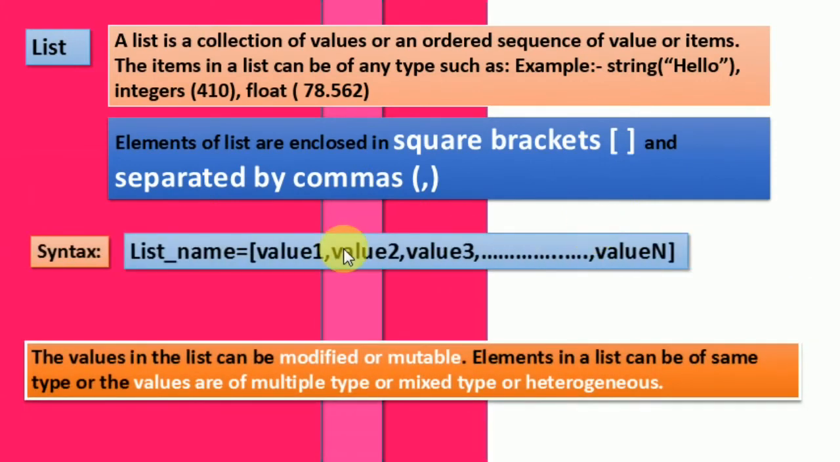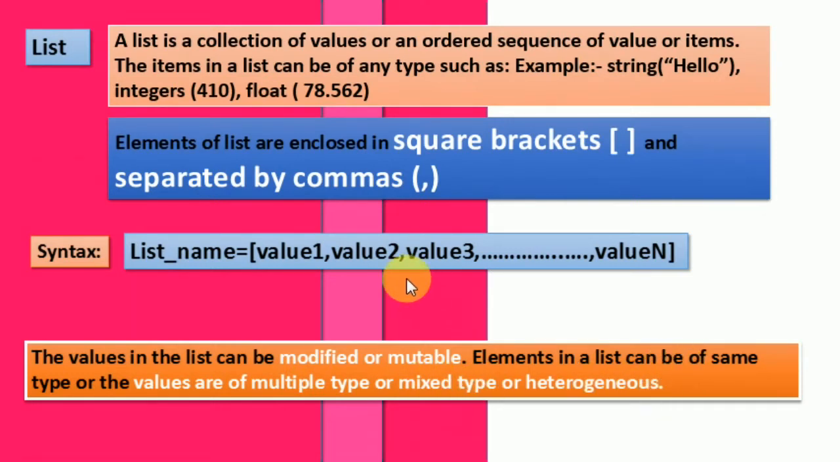Here is the syntax. First, the list name equals, then square bracket, then value1, comma, value2, comma, value3, comma, value4, and so on up to valueN, and then the square bracket is closed. So this is the formation of a list. The values of the list can be modified, so it is mutable. The elements in the list can be of the same type, or values can be of multiple types, mixed type, or heterogeneous.